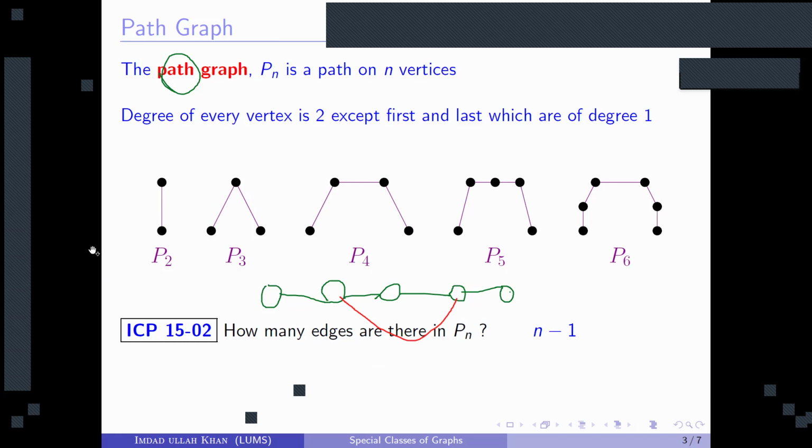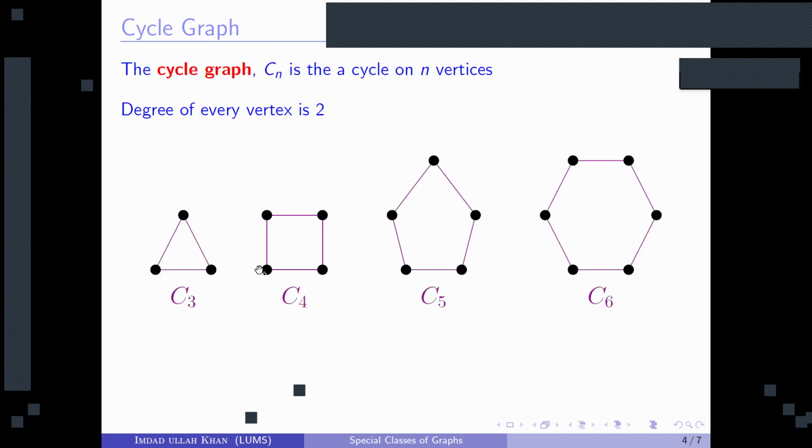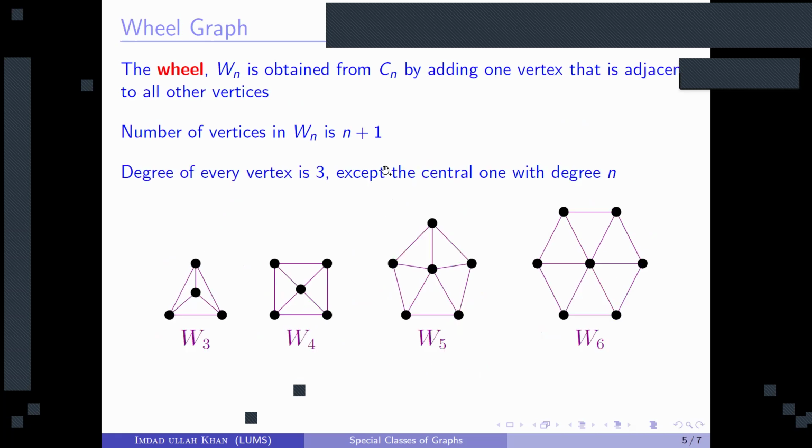N minus 1. Moving to the next type of graph, which we have already done, called the cycle graph. The cycle graph is the path graph with just an extra edge between the last and the first point. So what will be the change in the number of vertices in the cycle graph as compared to the path graph? There won't be any change, but one edge will be added. So what will be the number of edges over here? N. Make sense? So we usually use Cn for denoting a cycle graph containing n edges.